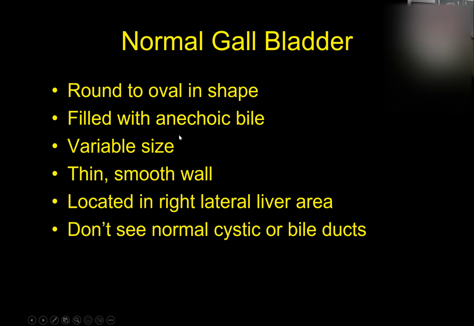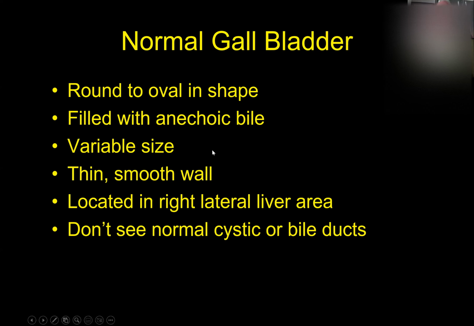The gallbladder is variable in size. Sometimes it's big and sometimes it's small, and some of that depends on when the animal last had a meal. Remember, there's a hormone that is released after you eat, especially a fatty meal, that causes the gallbladder to contract. That hormone, if you remember, is cholecystokinin.